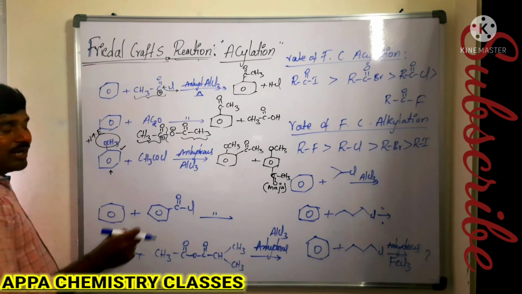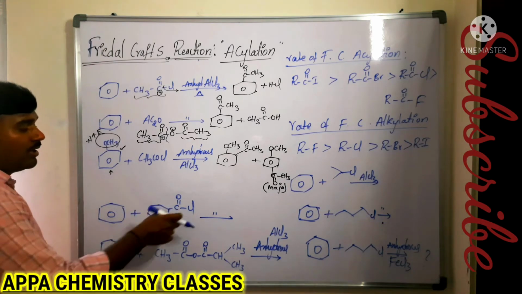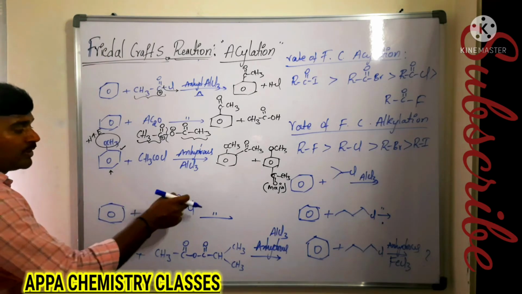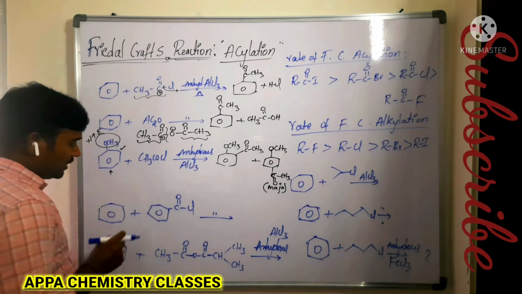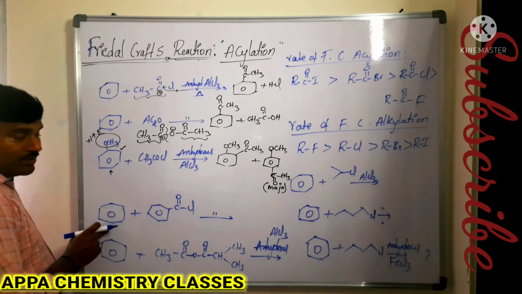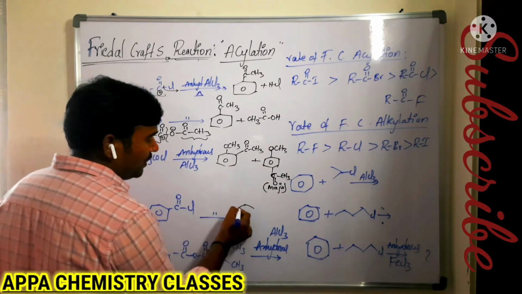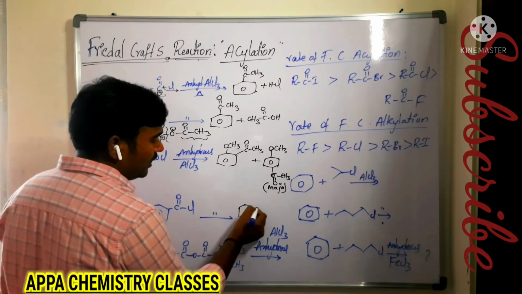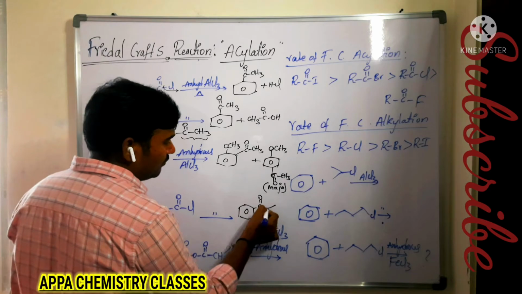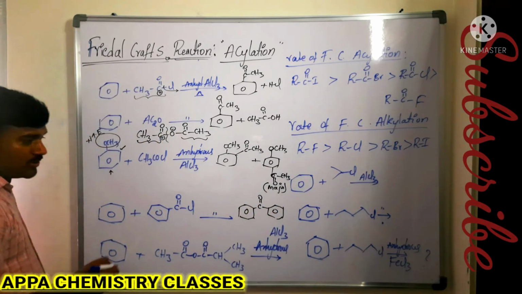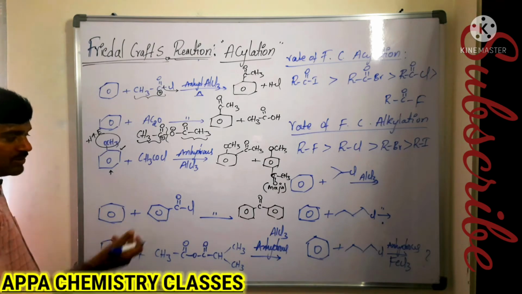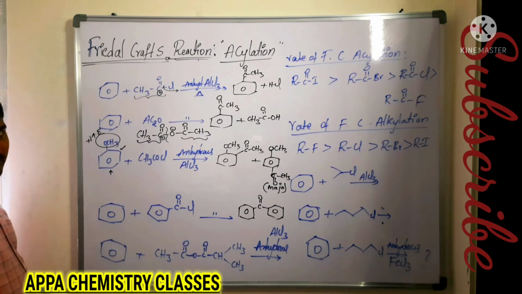Now benzene on reaction with acetyl, it is phenyl acetate. Now when phenyl acetate reacts with the benzene ring, then we are getting benzophenone. Okay, so that benzophenone is formed in the presence of anhydrous aluminum chloride.